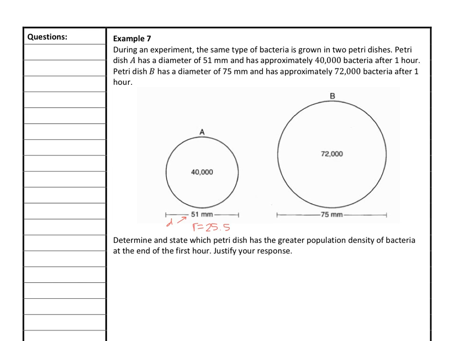And approximately 40,000 bacteria after 1 hour. So the population in this dish is 40,000. We have Petri dish B with a diameter of 75. So the radius, again, let's just calculate it, divide it by 2, is 37.5. And it has approximately 72,000 bacteria after 1 hour. So the population in this dish is 72,000. Determine and state which Petri dish has the greater population density of bacteria after the end of the first hour.